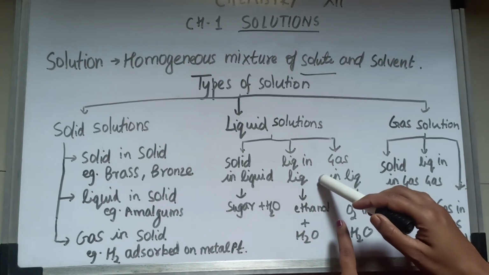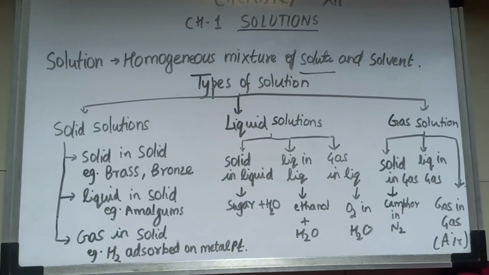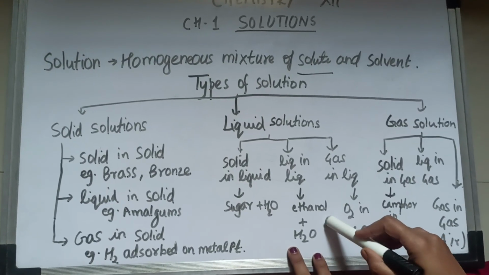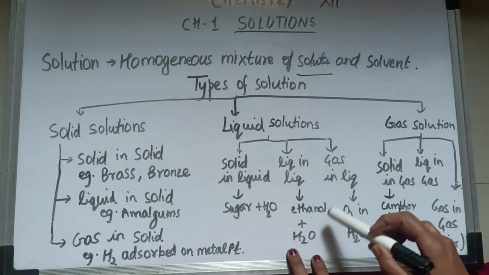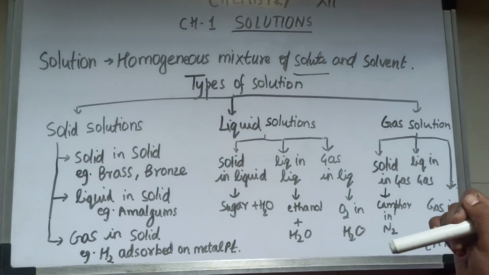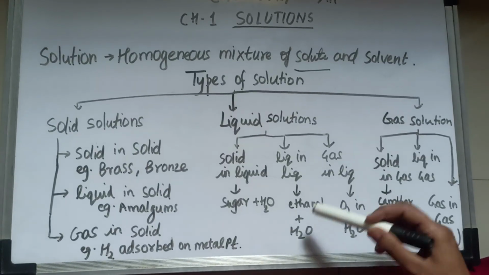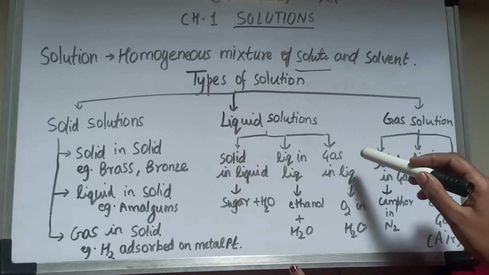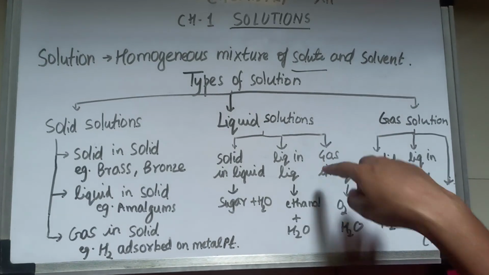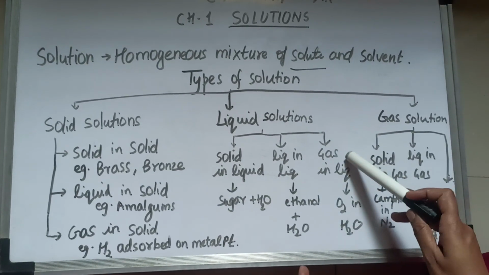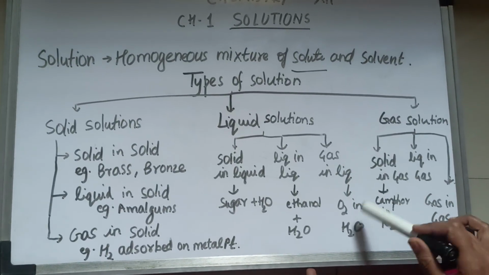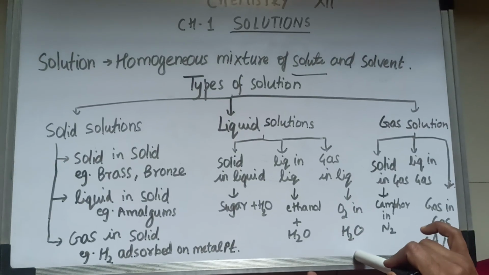Moving on to next part, that is liquid in liquid. This example could be any other reagent which is there in liquid form dissolved in water. For example, ethanol in water or any other liquid chemical dissolving in water, that could come in liquid type of solution. Now moving on to third part, the last part of liquid solutions, gas in liquid. So gas in liquid, the best example is oxygen or any other gas dissolved in water.